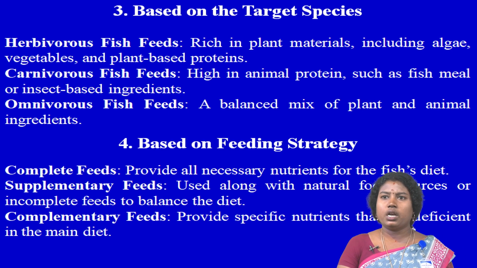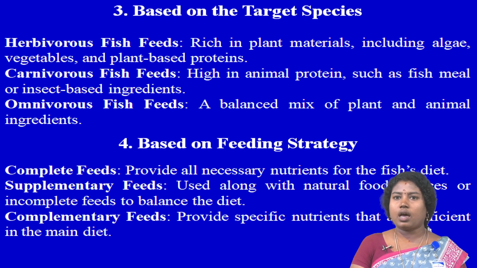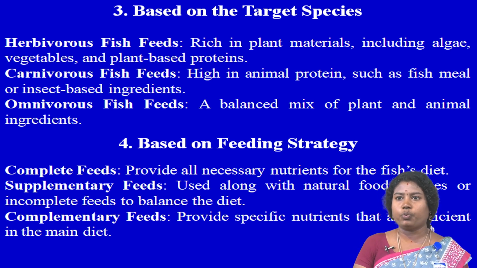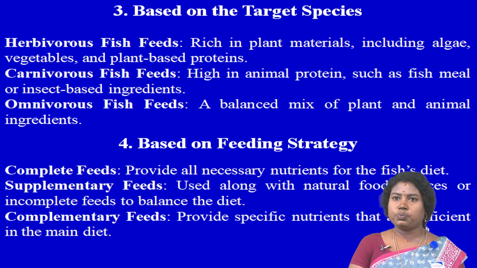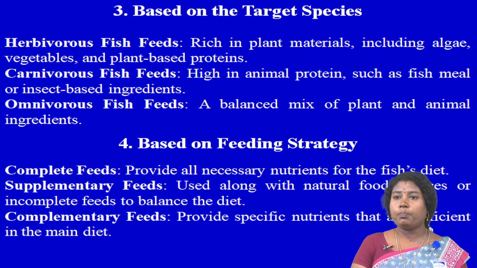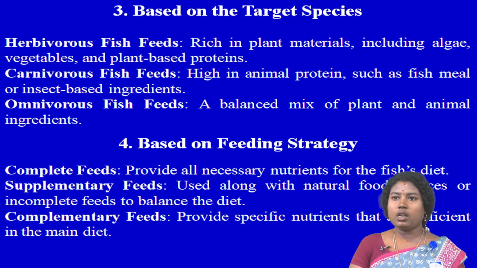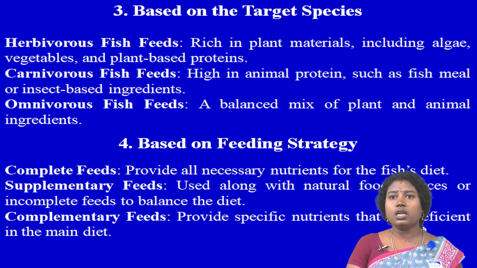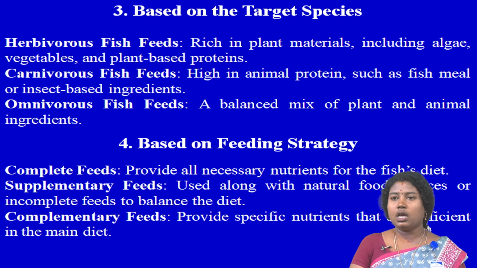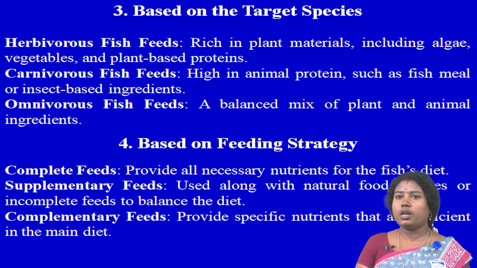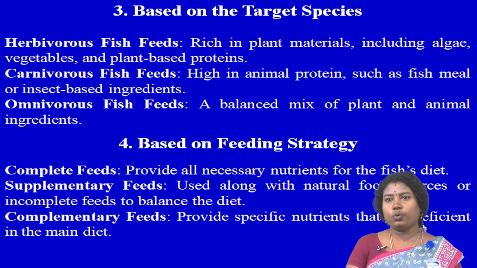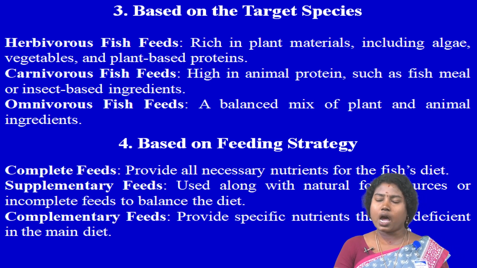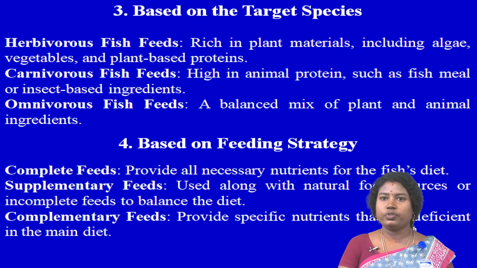Herbivorous fish feeds, rich in plant materials including algae, vegetables, and plant-based proteins. They are formulated for species that naturally consume a plant-based diet, such as tilapia and some carp species. Carnivorous fish feeds, high in animal protein. These feeds are tailored for predatory fish species like salmon, trout, and bass. Ingredients often include fish meal, shrimp meal, or insect-based proteins to meet the high protein and fat requirements of this species.